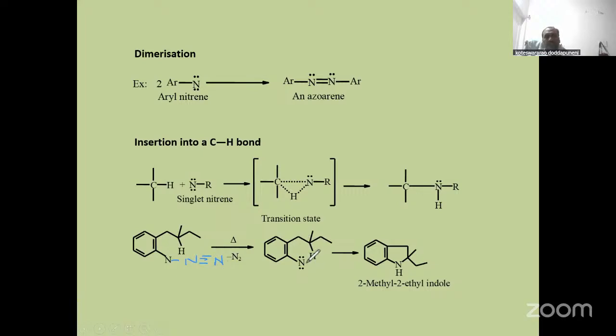This aryl nitrene further undergoes cyclization, with the donation of this pair of electrons to this place. It undergoes a carbon-hydrogen insertion reaction. Now this sigma bond hydrogen is migrated to here. That leads to the formation of 2-methyl, 2-ethyl indole. Right.